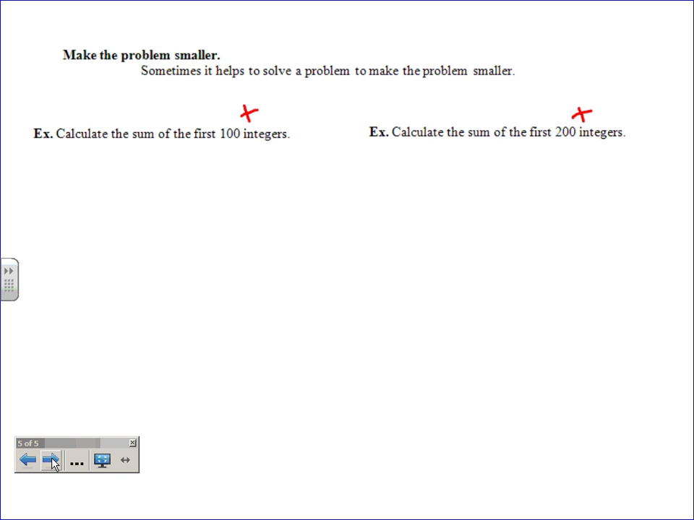Here's what he did. He said, well, what's the first integer? First positive integer is 1. And what's the last one they want me to add up? 100. He said, you know what? That adds up to 101. What if I take the second integer, 2, and I add it to the not last, but second to last? I get the same thing. What if I keep doing that?